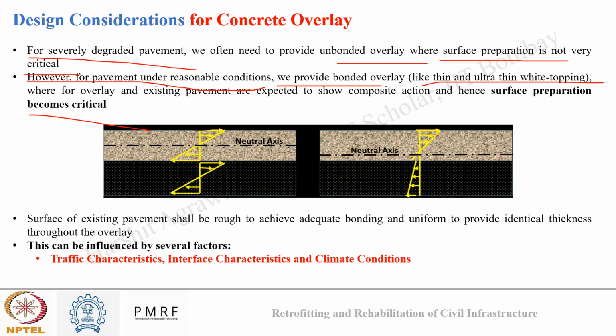Okay, so here you can see this diagram we saw earlier also, and the surface of existing pavement shall be rough to achieve adequate bonding and uniform to provide identical thickness throughout the overlay. And the surface condition can be influenced by several factors that we should consider before designing. There can be traffic characteristics, interface characteristics, or climatic conditions which can affect the surface characteristics of a pavement.